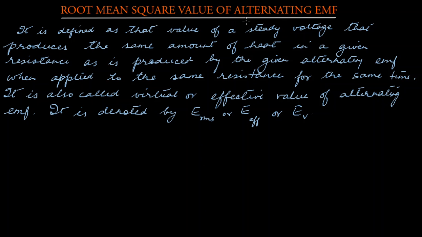Root mean square value of alternating EMF. It is defined as that value of a steady voltage that produces the same amount of heat in a given resistance as is produced by the given alternating EMF when applied through the same resistance for the same time. It is also called virtual or effective value of alternating EMF. It is denoted by E RMS or E effective or E_v.